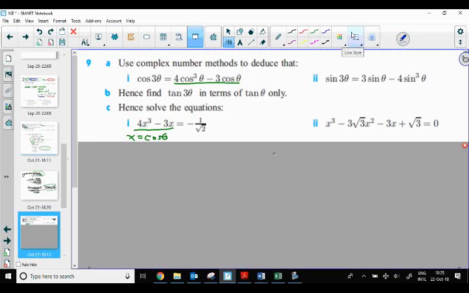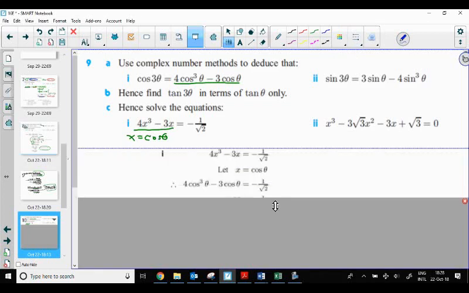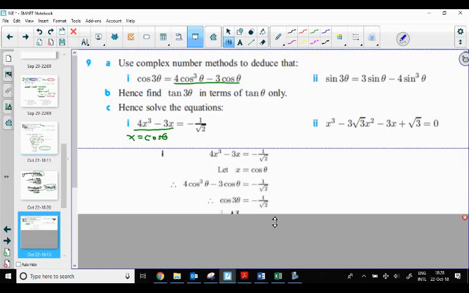Over on the right is less obvious. Let's hang on to that for just a moment. Let's just do the left-hand side. So we're going to let x equal cosine theta. Therefore, 4 cosine cubed minus 3 cosine is equal to negative 1 over root 2. Well, that needs to be cosine of 3 theta using our information above.